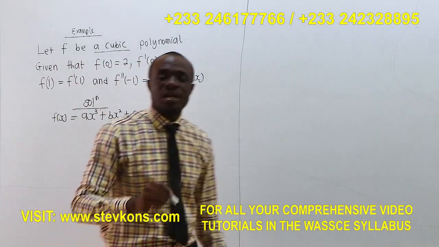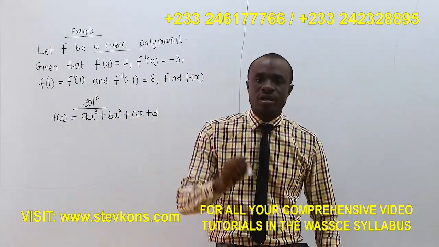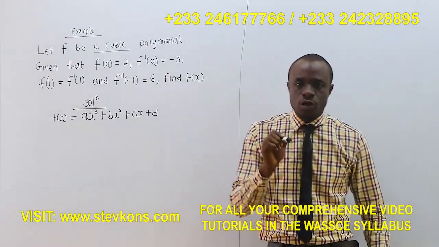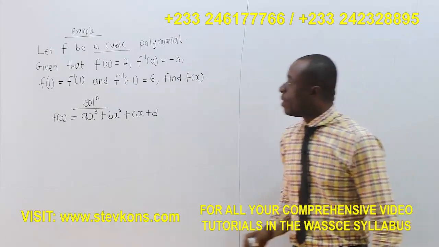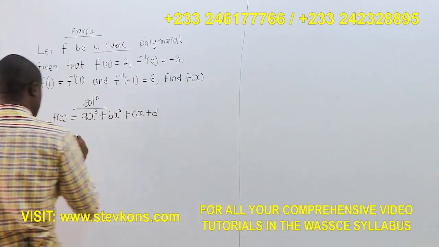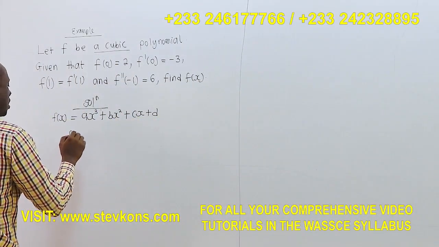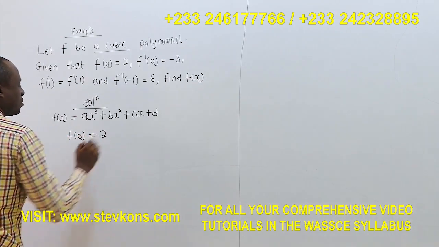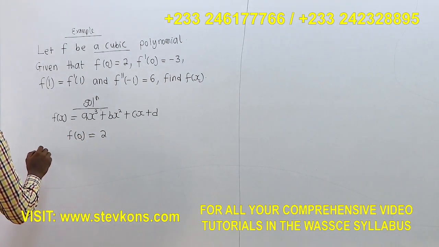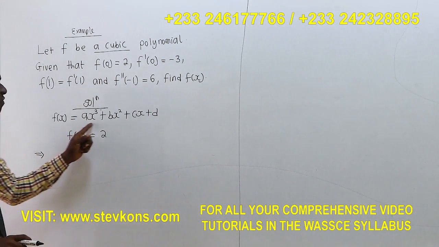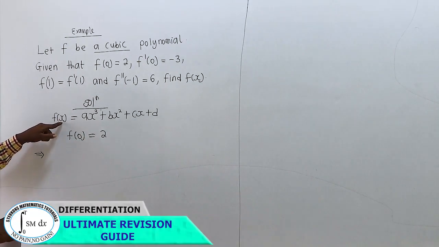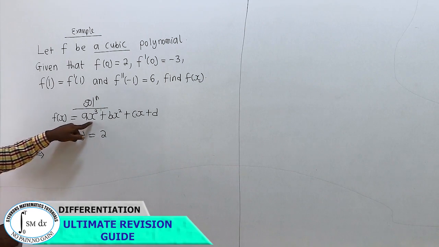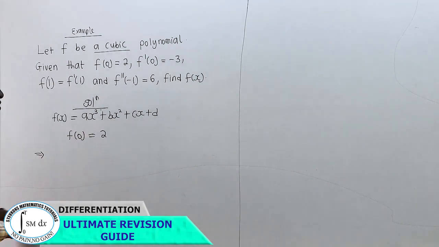Why? We are being told that f of x is a cubic polynomial, and since it's a cubic polynomial, it will be of this form. Now we are being given that f of 0 is 2. Now, what is f of 0? Wherever we see x, we put 0 over there. You see f of x, in place of the x, we have 0 here.